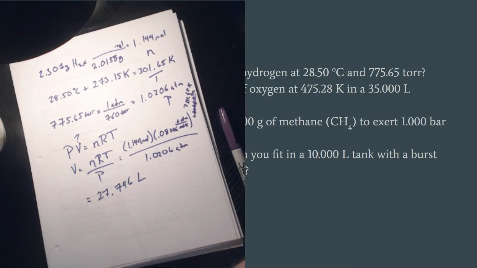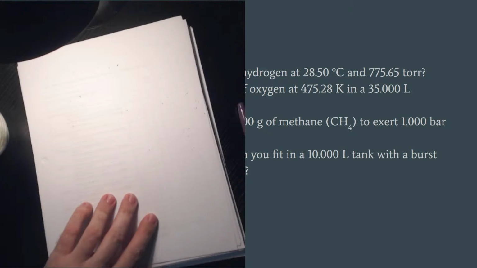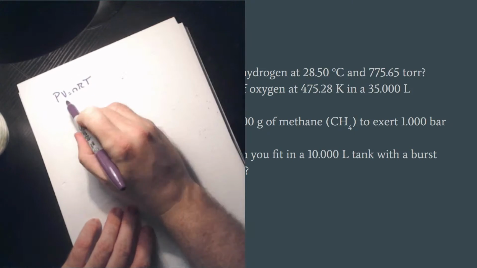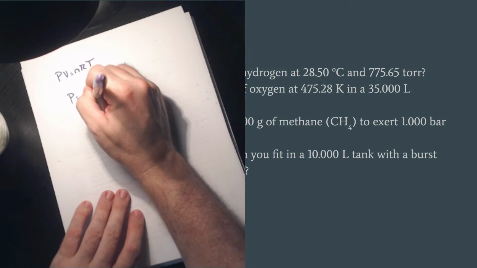All right. So next problem. What pressure is exerted by 1.495 moles of oxygen at 475.28 Kelvin in a 35-liter container? Okay. This is going to be a pretty significant pressure, I think. So once again, PV equals nRT. This time we're solving for pressure. So P equals nRT over V.